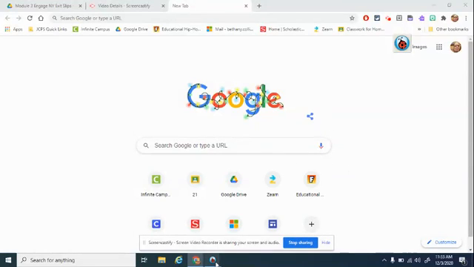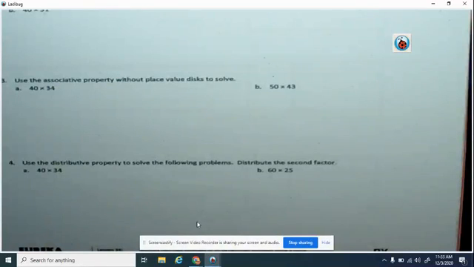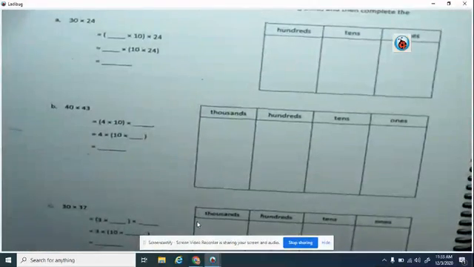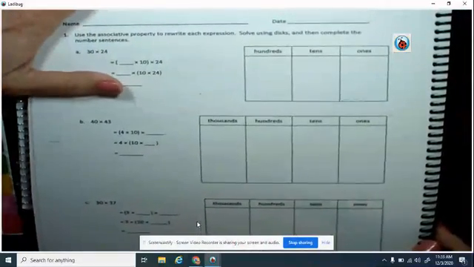All right, guys, we are ready. We are getting ready to do lesson 34. Let me see if I can zoom out a little. There we go. All right.